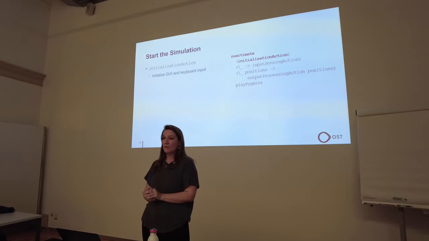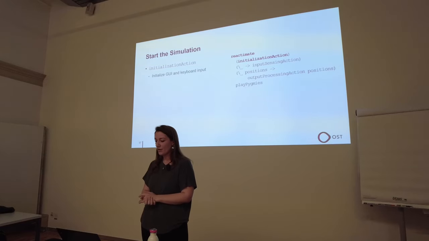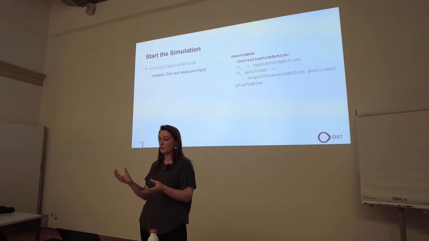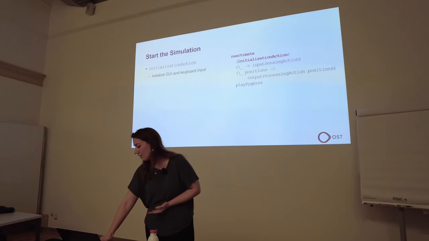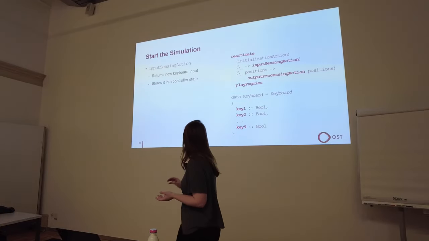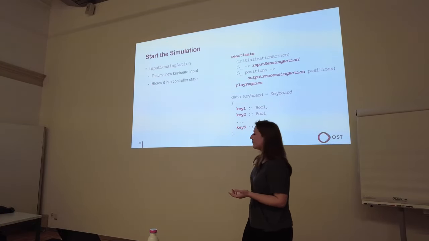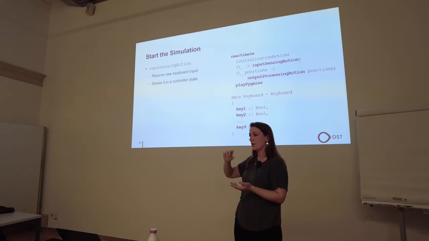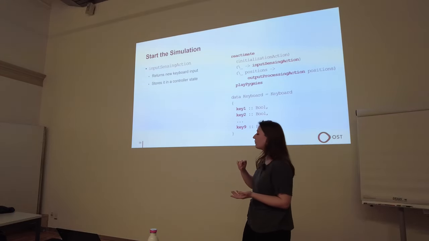We can do this in Yampa with the reactimate function, which is the main loop of your program. First, it starts an initialization action, and in my case, it initialized the UI and the keyboard input. After that, the simulation starts, and the input sensing action function returns new keyboard input and stores it in a controller state. So you have these Boolean values here, and if a key is pressed, it becomes true, and if it's released, it becomes false again.